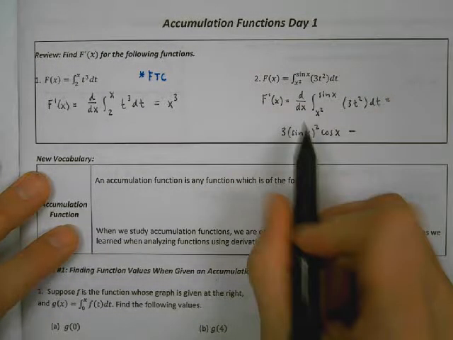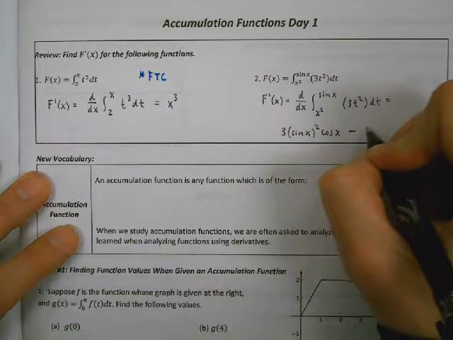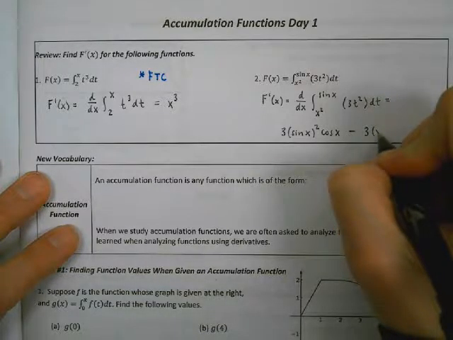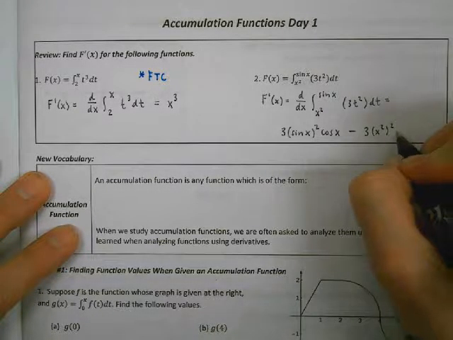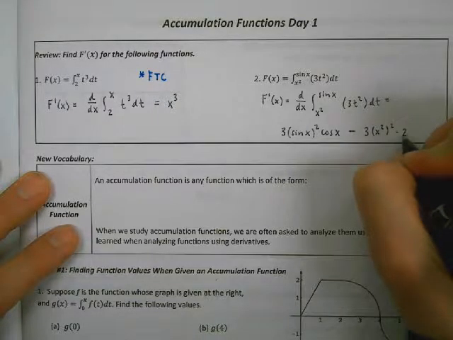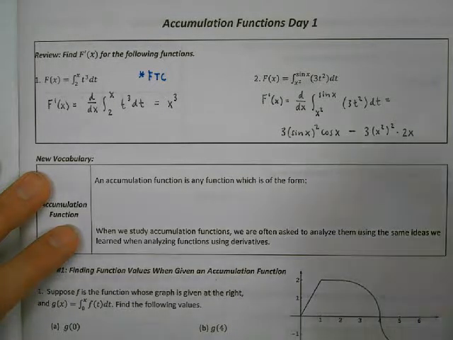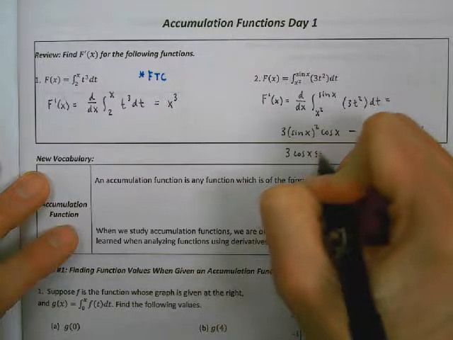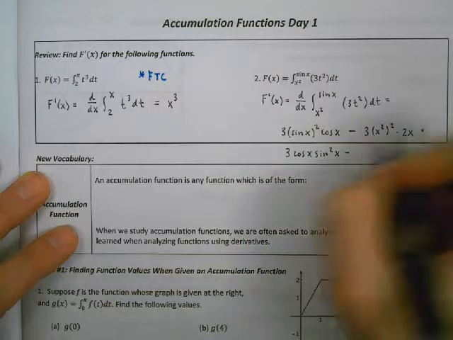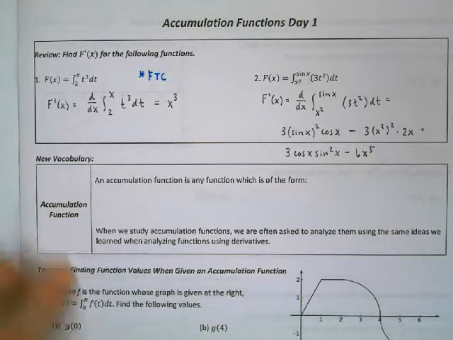And then I subtract my lower limit here. So I'm going to plug x squared in for t. So I'm going to have minus 3 times x squared, quantity squared. And then I'm going to multiply by the derivative. So derivative of x squared is 2x. So if I have a little simplification here, let's see, we'll just make this 3 times cosine of x times sine squared of x minus, what do we have, 6, x to the 4th, x to the 5th. And that would be our derivative.